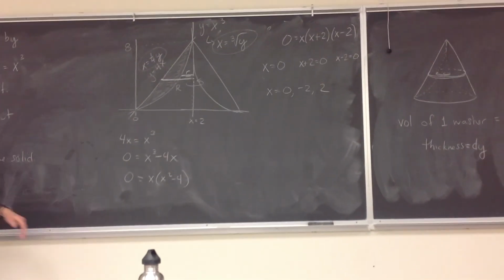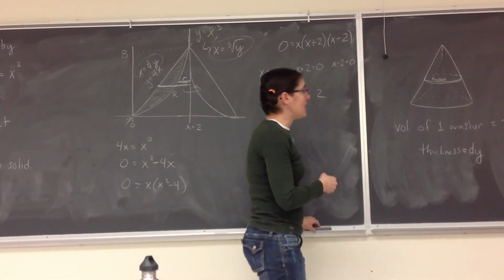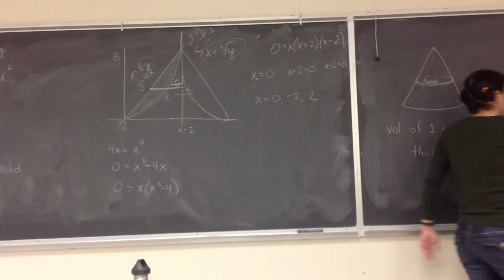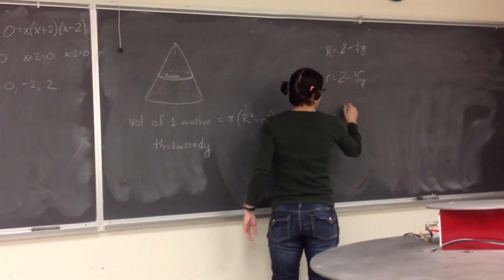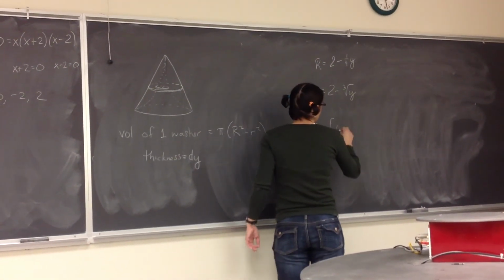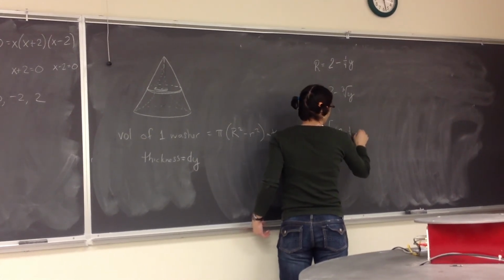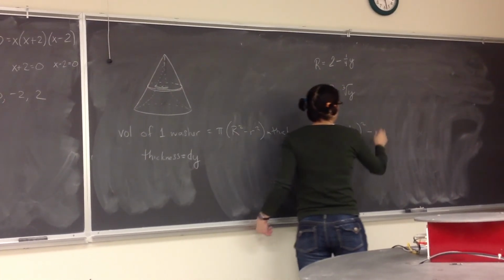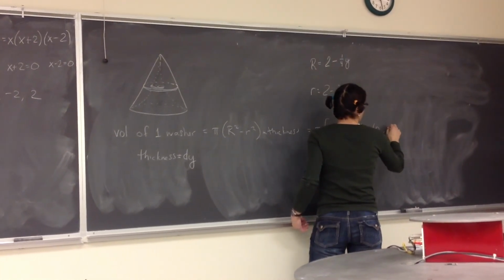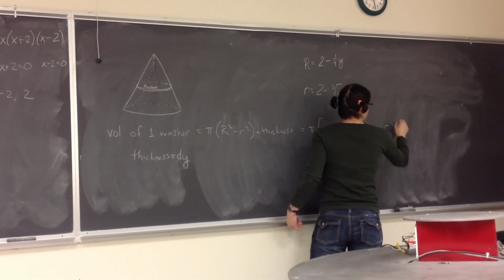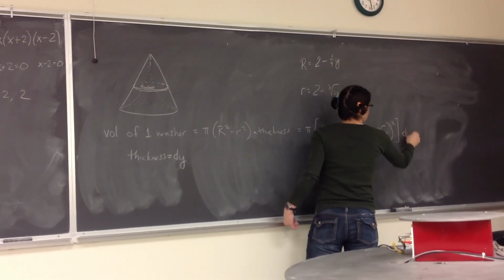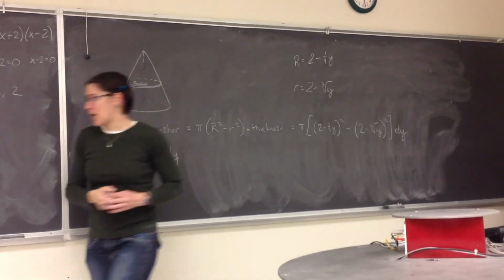Okay, so here's all of our information: big R, little r, and dy. And so the volume of one washer is going to be pi times (2 minus 1/4 y) squared minus little r, (2 minus cube root of y) squared, and then a dy at the end. That's the volume of one washer.